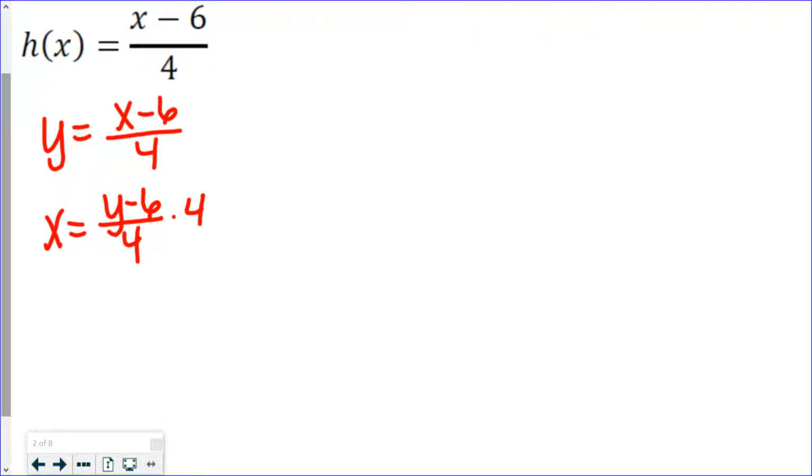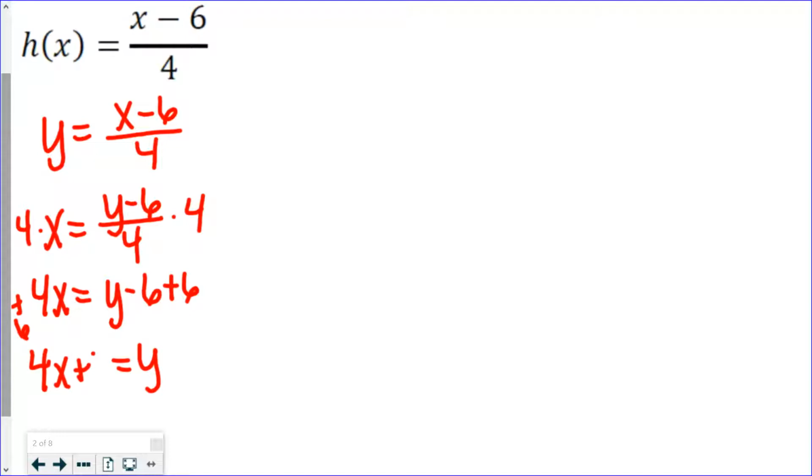So I multiply times 4. Then I get 4x is equal to y minus 6. And then I want to add 6 to both sides to get rid of this negative 6. So I have y over here is equal to 4x plus 6.